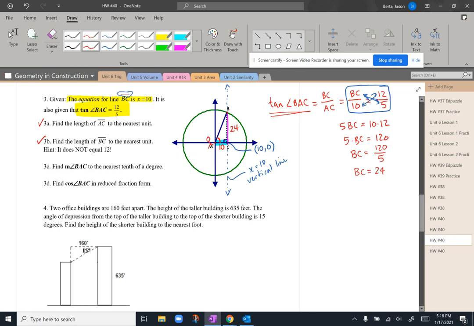So hopefully that should give you a good setup. Try and figure out 3C and 3D on your own going from there.